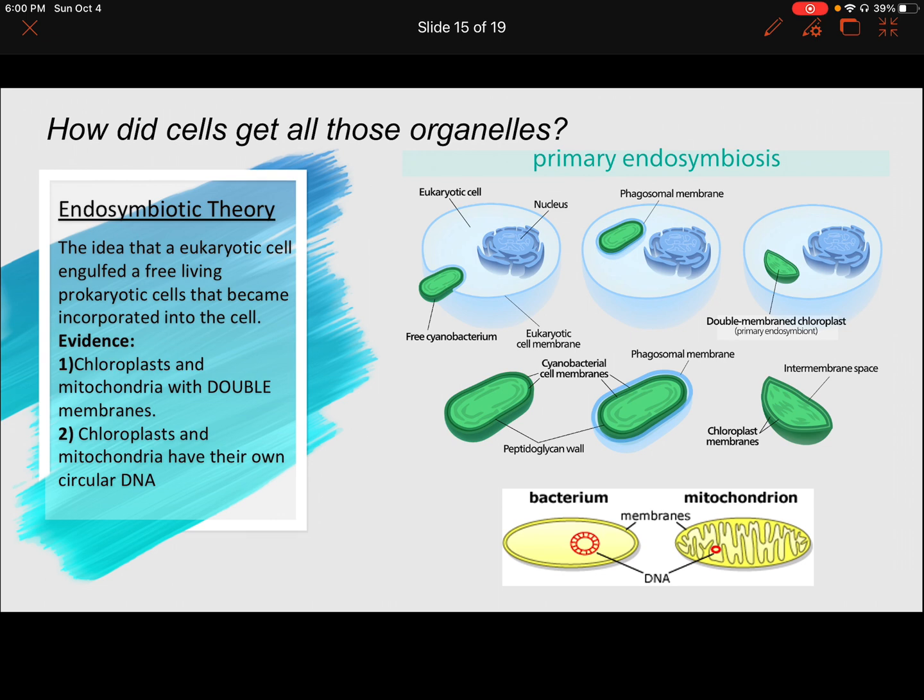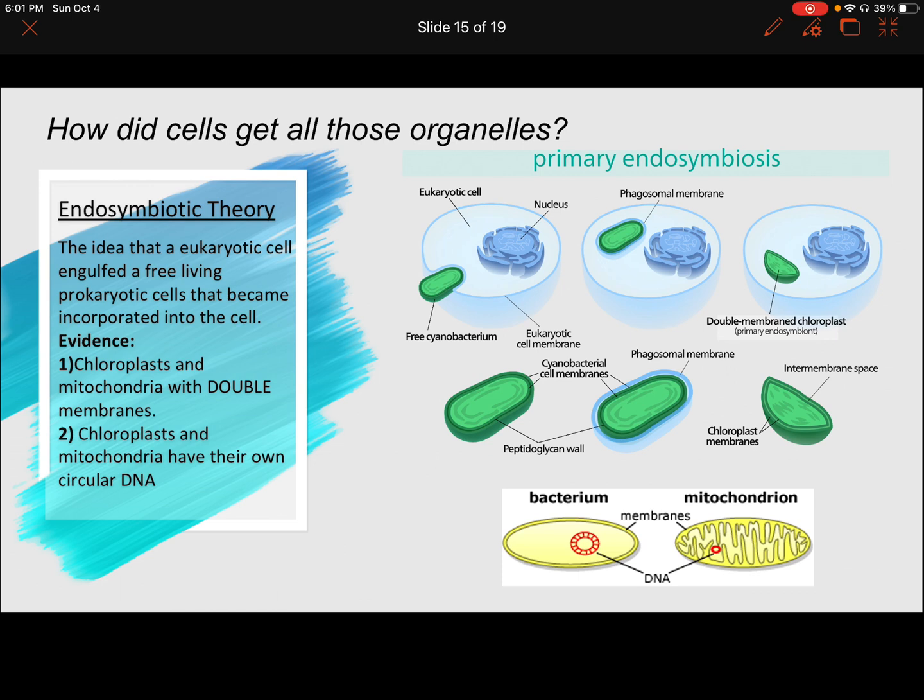And scientists have several different modes of evidence that they use to point to this idea. And one of them is this idea that chloroplasts and mitochondria have a double membrane on the outside. Most everything else has just a single lipid bilayer. I mean, it's a bilayer, but it's still just a single lipid bilayer. Well, the chloroplasts and the mitochondria actually have a double bilayer.